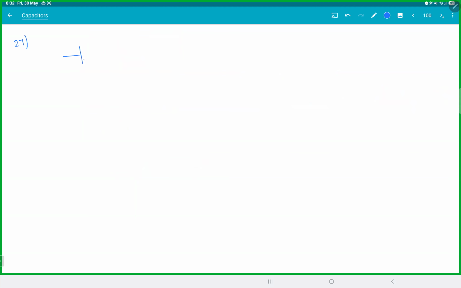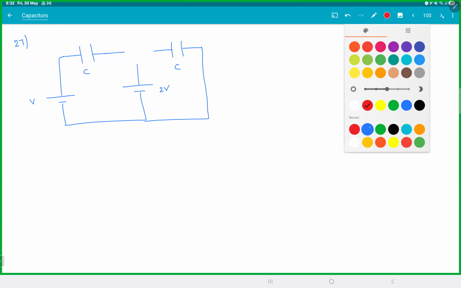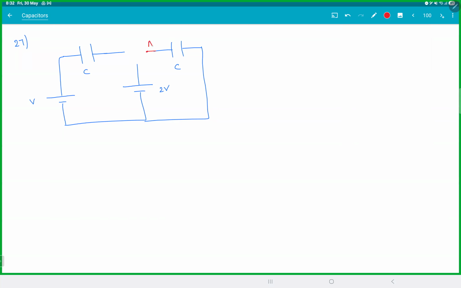Let's say we have a circuit here. This is C, this is C, this is B, and this is 2B. This is point A and this is point B, and we have a switch here. The switch can toggle between A and B. Both capacitors have the same capacitance, and the batteries are V and 2V. Initially the switch is connected to A.